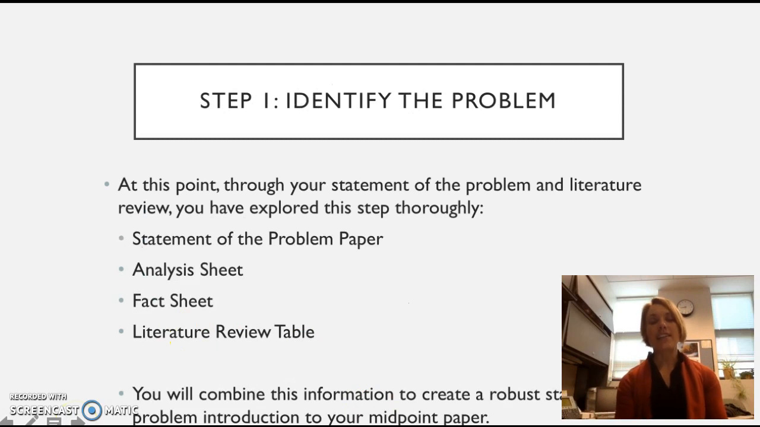All right, so step 1, identify the problem. At this point, with the statement of the problem and the lit review, you have explored this step thoroughly. You have the statement of the problem paper, you have your analysis sheet, you have your fact sheet, and you have your lit review table. All of these things so far are leading you up to this assignment. You'll combine this information first to create a robust statement of the problem introduction to your midpoint paper. For the first part of the midpoint paper, you're just going to collect all the information that you have so far and place it right in the beginning of the paper that you'll be writing for mid-semester.